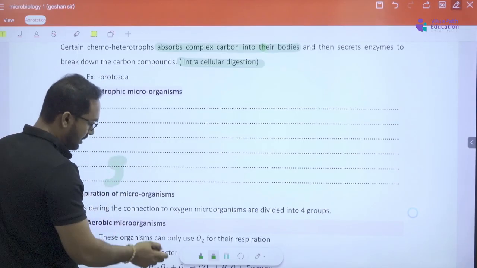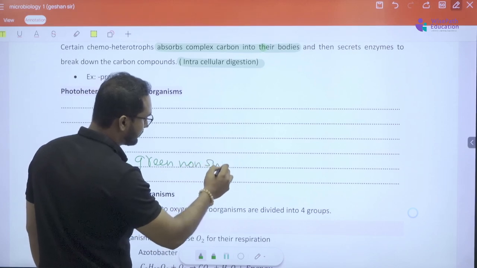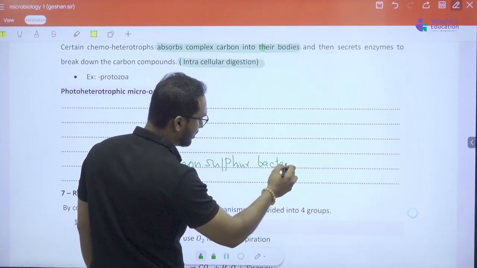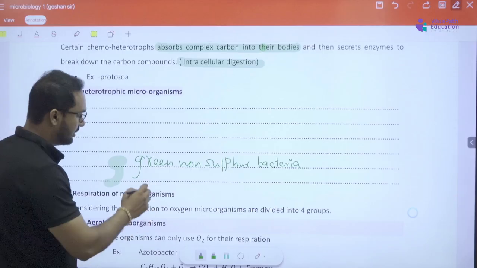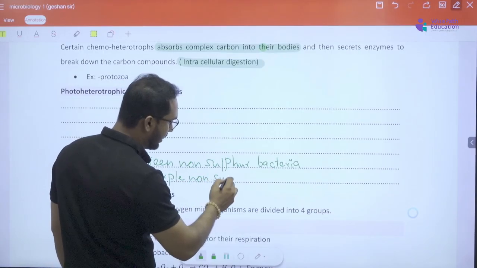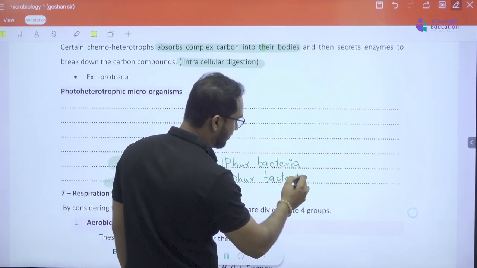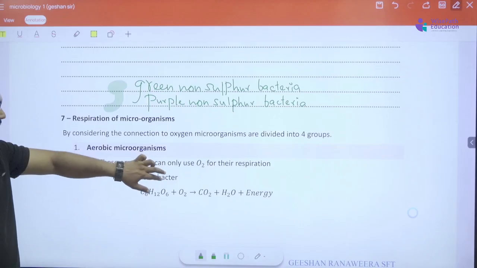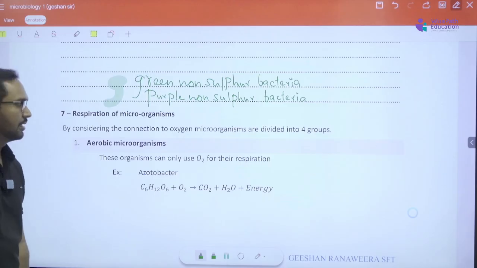So write down, it's green non-sulfur bacteria, right? These are not scientific names, so you don't have to underline. And the other one is purple non-sulfur bacteria. Purple non-sulfur bacteria, right?